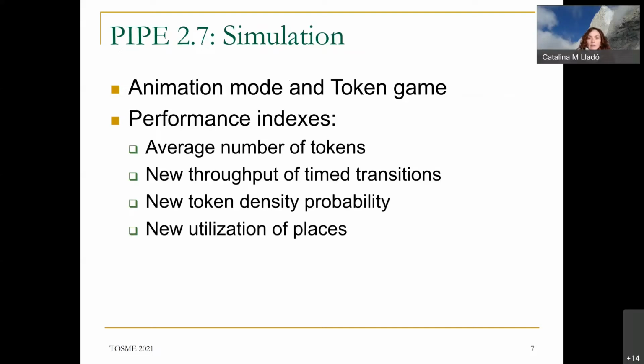Then it allows two types of simulation, one which is like an animation mode or token game, so you can play around with the net and see what's going to happen. You can decide whether to fire one or the other transition. And also a program simulation. With the program simulation, you can get the traditional performance indexes.